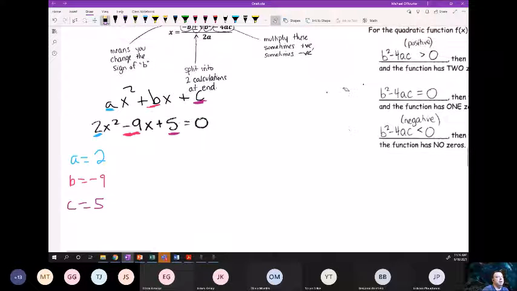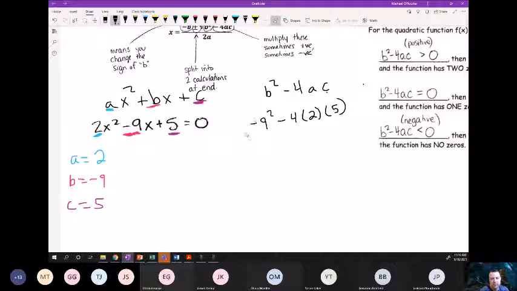So first things first, let's run the discriminant to make sure that this has an answer. So the discriminant formula is b squared minus 4ac. Okay? So in this case, we're using the formula here to my left. That's -9 squared minus 4 times 2 times 5. Okay? So I just substituted in the values that we figured out over here into our equation using these numbers over here.